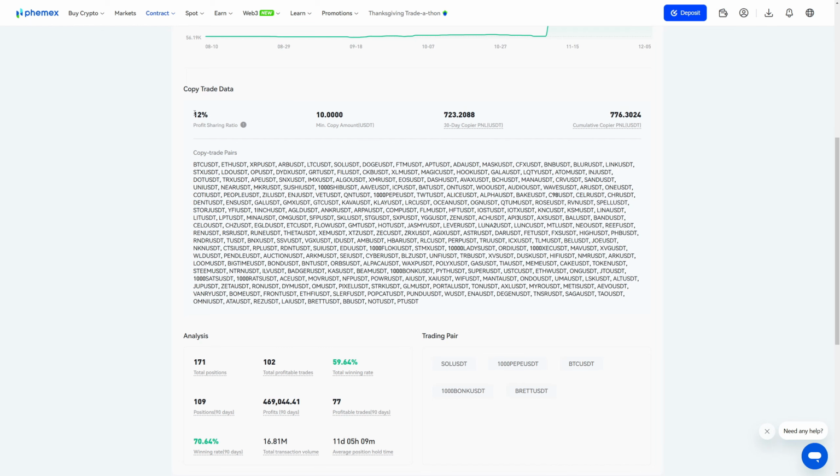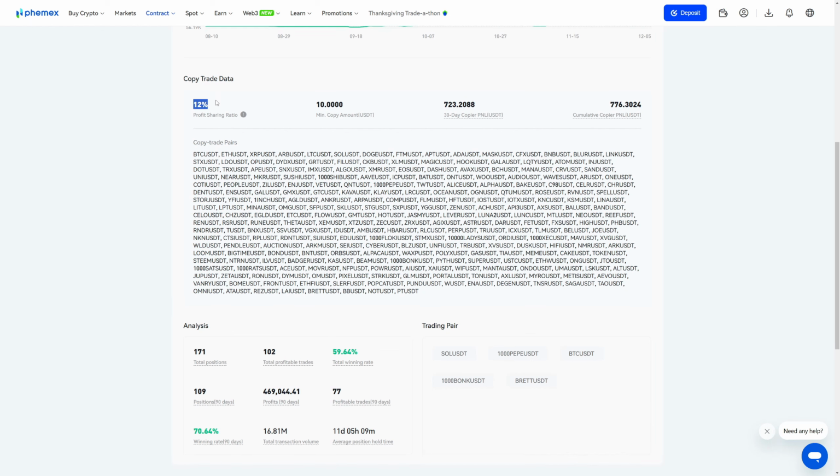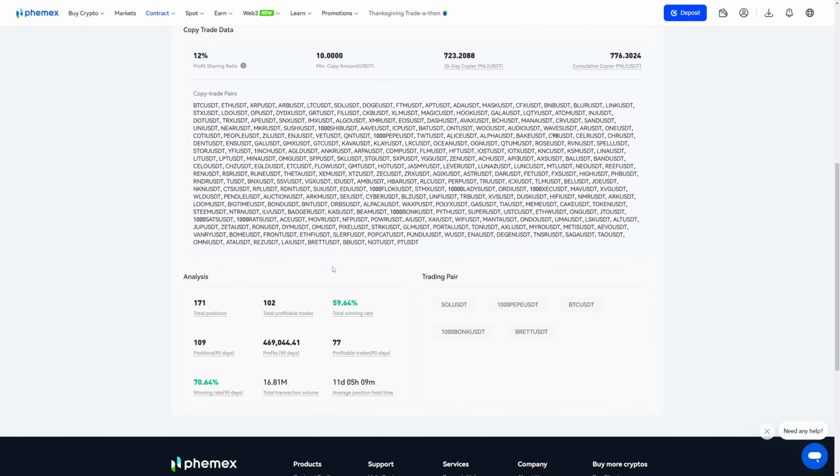When we scroll down, we can also analyze his data and see the overall stats. First of all, we can see the profit sharing ratio, which means every time this trader makes a profit for his copiers, the copier will share 12% of the profits with this lead trader. Then the minimum amount to copy is $10. We can also see the 30-day copier P&L and the cumulative copier P&L. At the very bottom, we can also see a further analysis, for example, win rate, the last 90 days, total win rate, and also profits in the last 90 days.